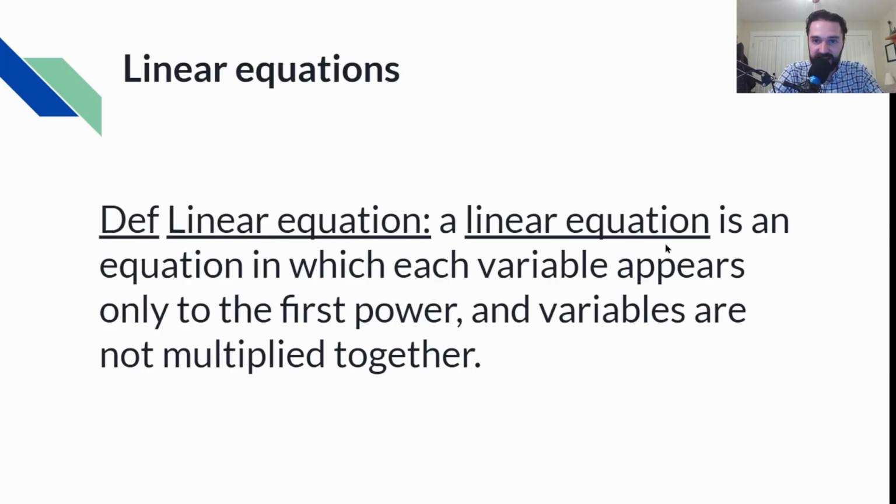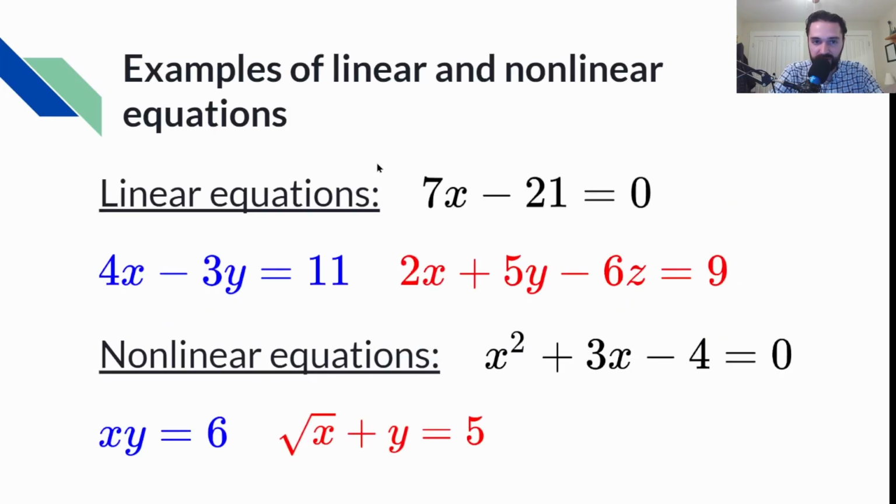A linear equation is an equation in which each variable appears only to the first power, and variables are not multiplied together. So here are some examples of linear equations. 7x minus 21 equals 0 is linear because x is being raised to the first power and x is not being multiplied by any other variables.